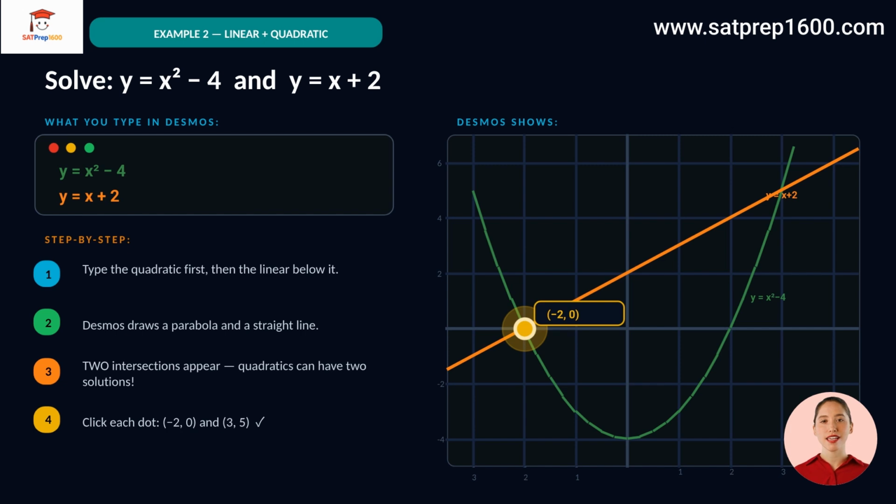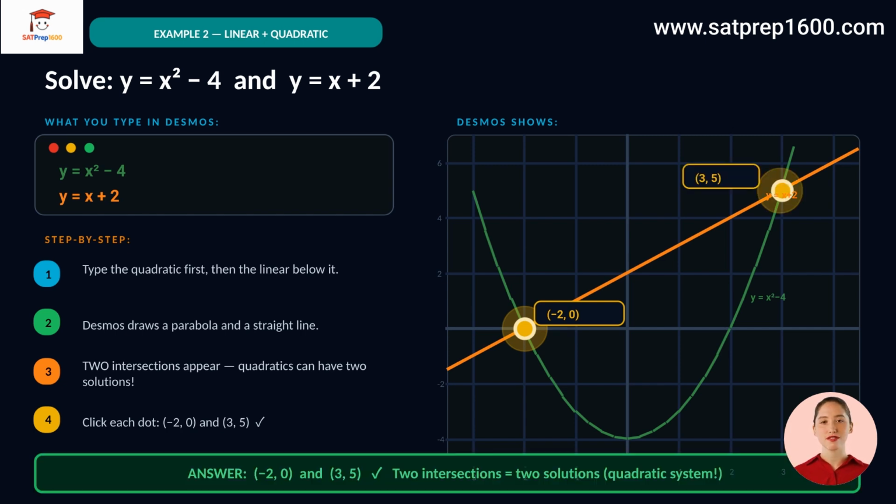Click the first dot, -2, 0. Click the second, 3, 5. That's your full answer. Both points are valid solutions to the system. The hack works the same way. Graph, click, read. The math handles itself.